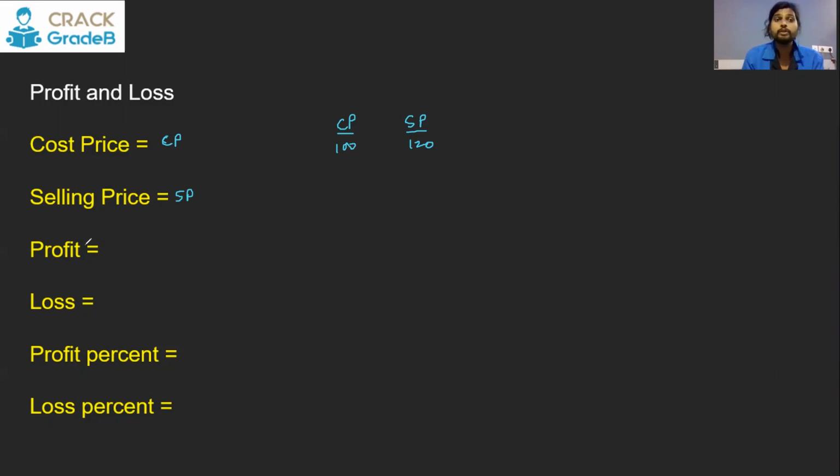Then what is the profit? First of all, profit happens only if selling price is greater than cost price. If you are selling for a higher price, only then will you have profit. Otherwise, there won't be any profit. So this is the condition for profit. And the formula for that is SP minus CP. Clearly, if you bought a stuff for 100 and you are selling it for 120, there is a profit of 20 rupees. So what you did is you just calculated the difference.